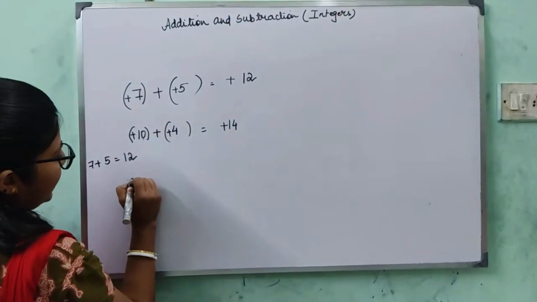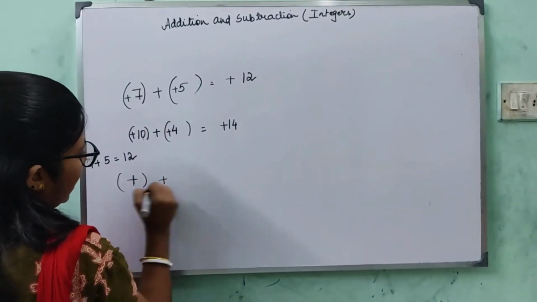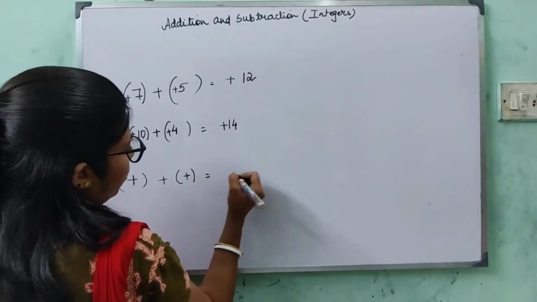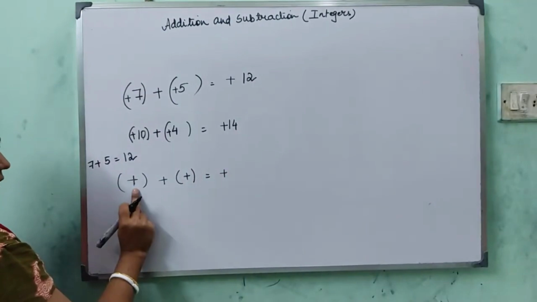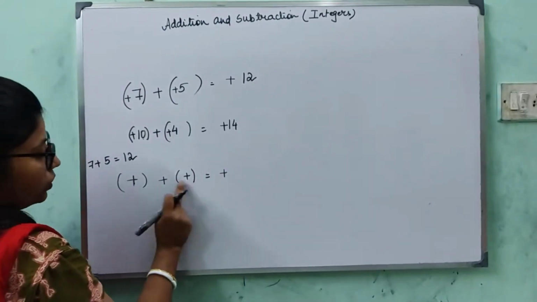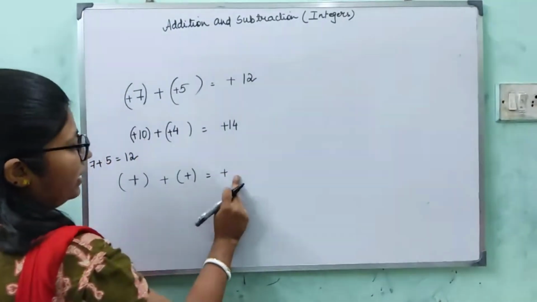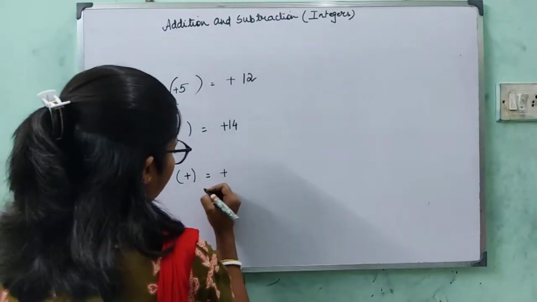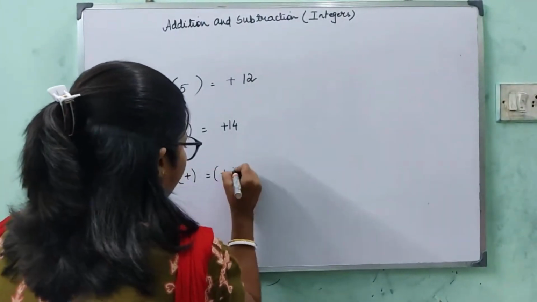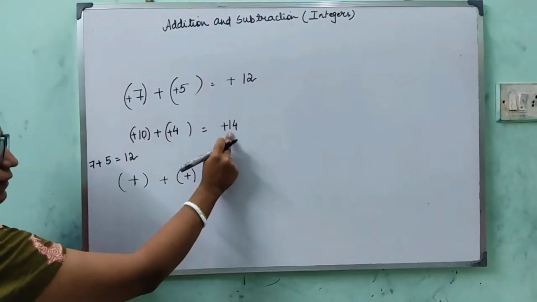If I add a positive integer to another positive integer, what is the result? The result will be a positive integer. Whatever sign the two numbers have, that same sign the sum will also have. And what is the answer? Just the way we find the normal sum. So adding two positive integers, we got a positive integer.